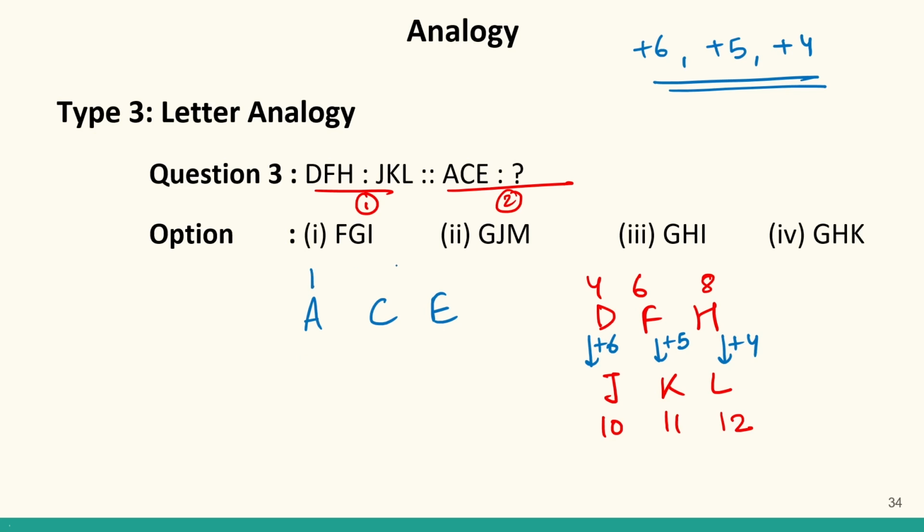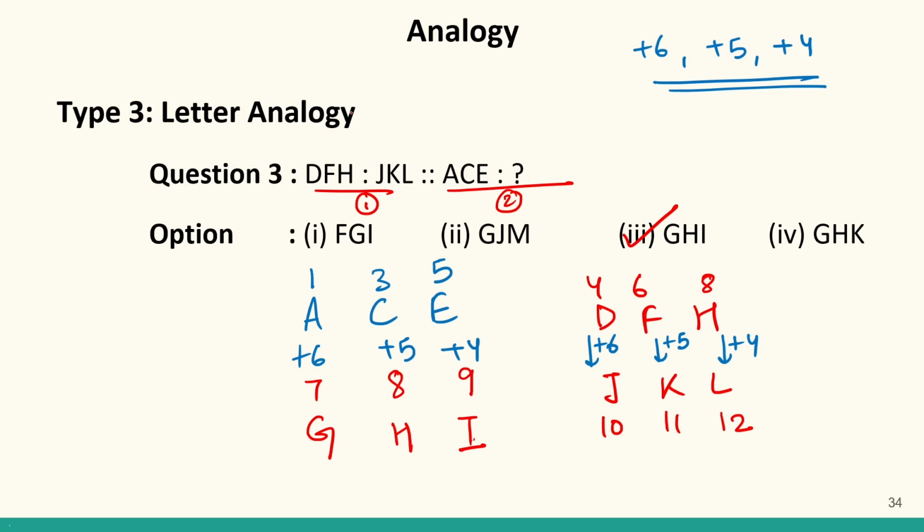From ACE, which is positioned at 1, 3 and 5, we'll move 6 positions forward, 5 positions forward and 4 positions forward. So if I move 6 positions forward from A, I'll get 7th rank, which is G. Here I'll get 8th rank, which is H. And here I'm moving 4 positions forward, so here I'll get 9th rank, which is I. So my answer will be option number 3, G, H and I.